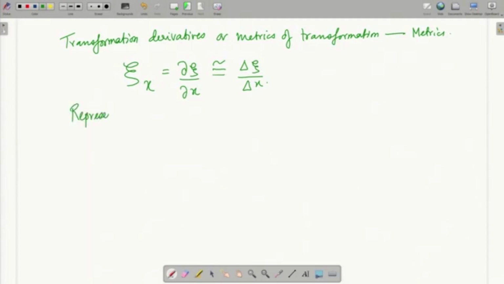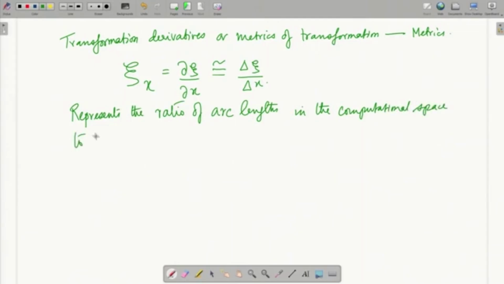It represents the ratio of arc lengths in the computational space to that of the physical space. So, this is a small arc length in computational space, this is a small arc length in physical space. So, we are talking about a ratio essentially, and in the limit it becomes the derivative.